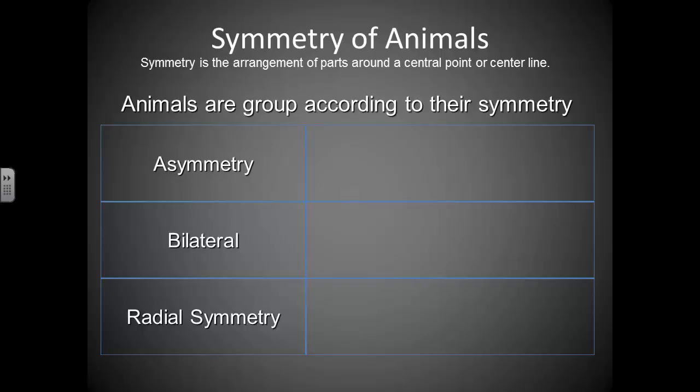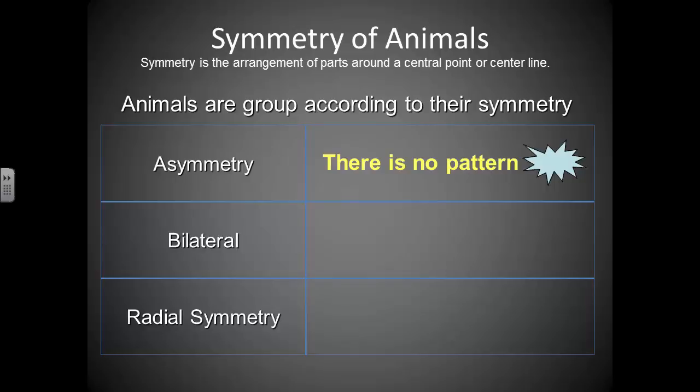So asymmetry, does anyone have an idea what that might mean? Aligned? That's going to be another type, actually. Asymmetry actually means it doesn't really have a symmetry. It doesn't have any real pattern to how it's set up. If you draw a random shape like this little shape, that is asymmetrical. I can't split it into equal halves. It's just random, like the amoeba we looked at. Yeah, exactly.